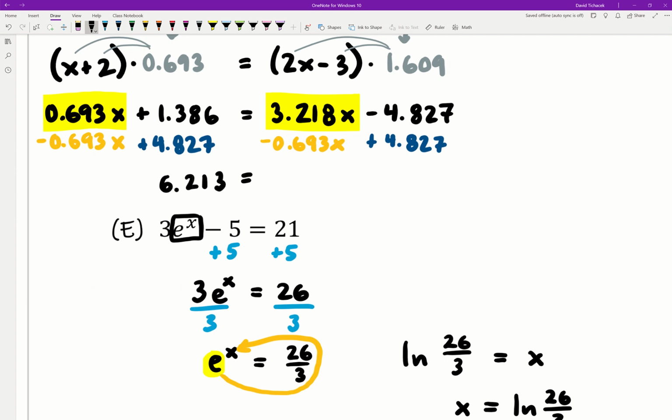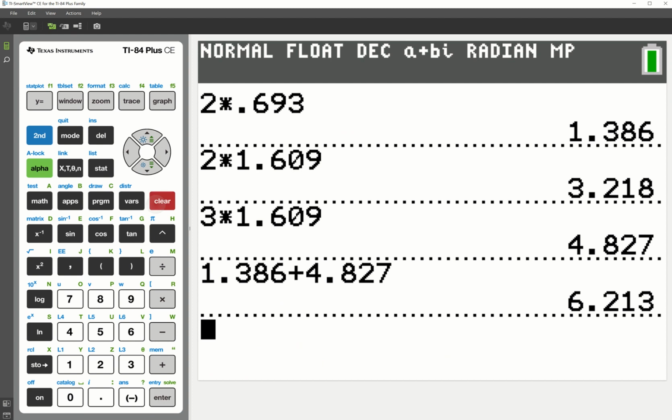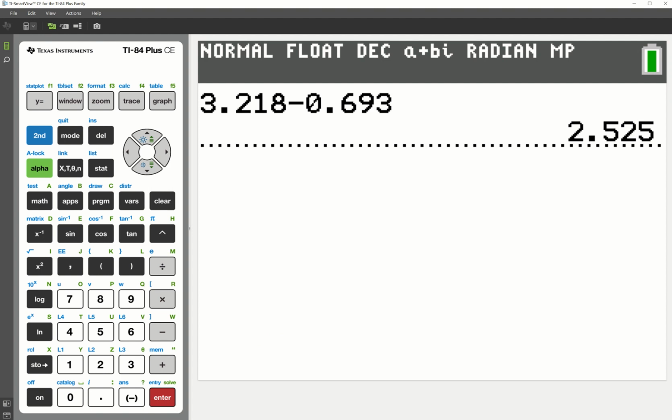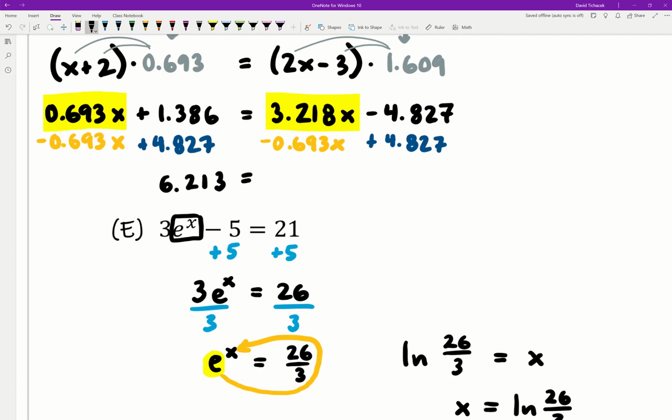And then on the right-hand side, we have those decimals dealing with x there. And so we're going to say here that that's going to be 3.218 minus 0.693. And that's going to give us 2.525. So make sure I've got that copied down right. That's right. Okay, so 2.525x. And then, of course, to solve through the rest of this, we're just going to simply divide on both sides by that 2.525.